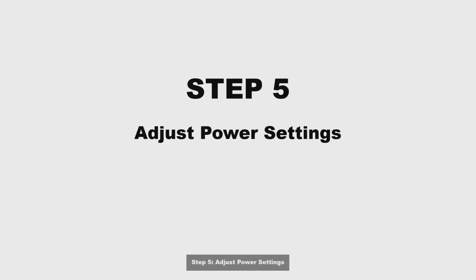Step 5. Adjust power settings. Change your computer's power settings to high performance. On Windows, go to Control Panel, Hardware and Sound, Power Options, and select the High Performance plan. This setting allows your hardware to run at maximum capacity, which can help reduce stuttering.